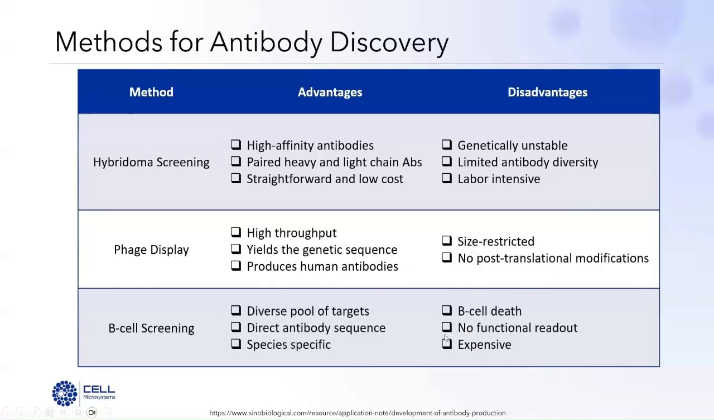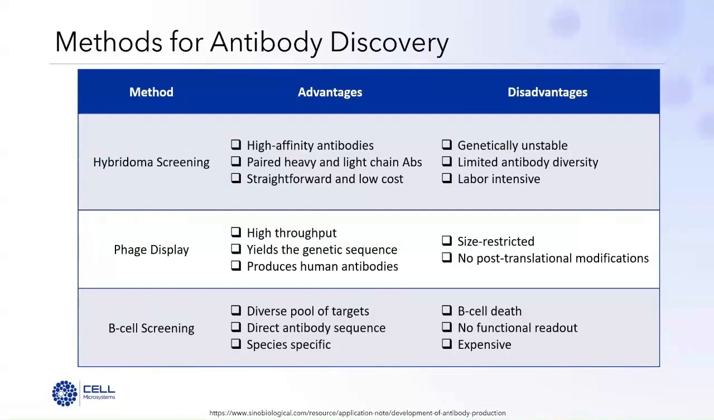More recently, with the advent of more high-throughput sequencing technologies such as Sanger sequencing and next-gen-seq, we can now perform B-cell screening directly on the antibody-secreting cells. The advantages to this method are that we can interrogate a diverse pool of targets from a large sample size. You do retrieve the direct antibody sequence, and it's species-specific to whatever B-cell input you're putting into your workflow, whether it's animal or human. The downside to the B-cell screening workflow is that B-cells are non-proliferative.